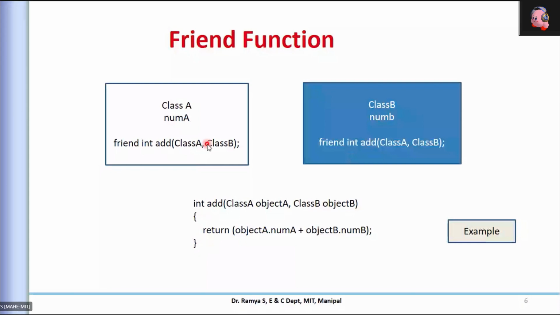So I'm declaring the same function as a friend in both of the classes. Remember, this function is only declared here; how you are going to implement it will be defined outside the class. And remember, there is no scope resolution attached to it, because it is a friend for this class and also a friend for the other. So that is the main difference.